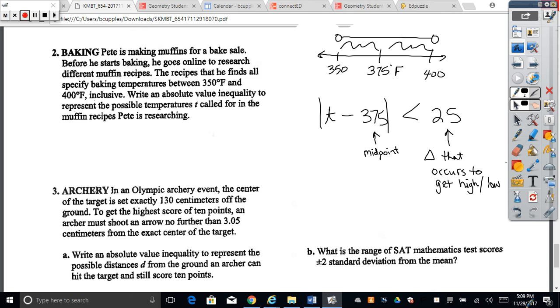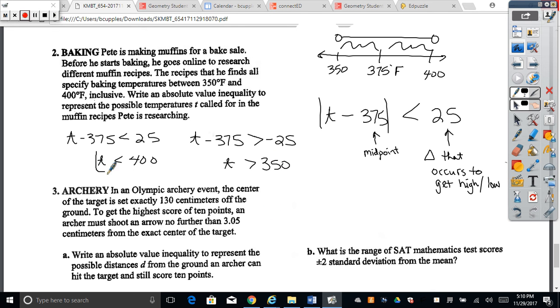Okay? Now, a moment ago I said, hey, make sure that your inequalities make sense, that your final answer is the answer you're looking for. So if we set these up like we did the other day, T minus 375 is less than 25. So if I add 375, we've got less than 400. Well, that's good. And if I do the other way, T minus 375 is greater than negative 25. If I add 375 to that, I've got 350.